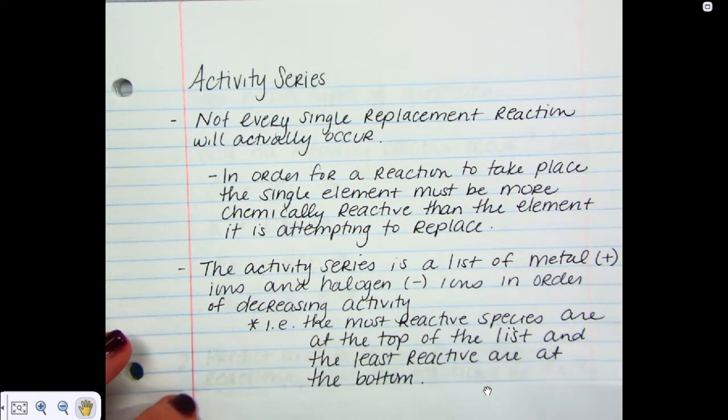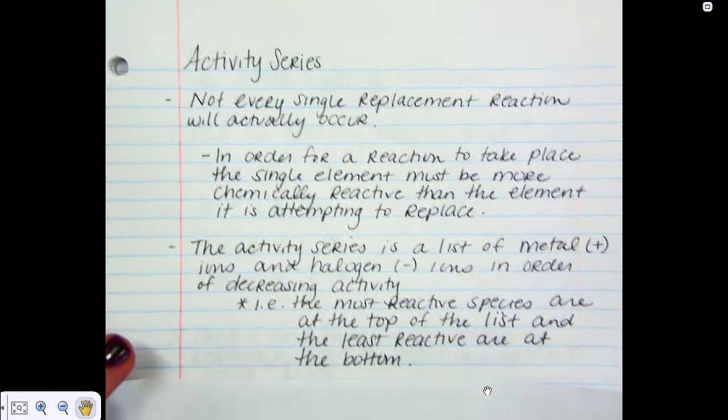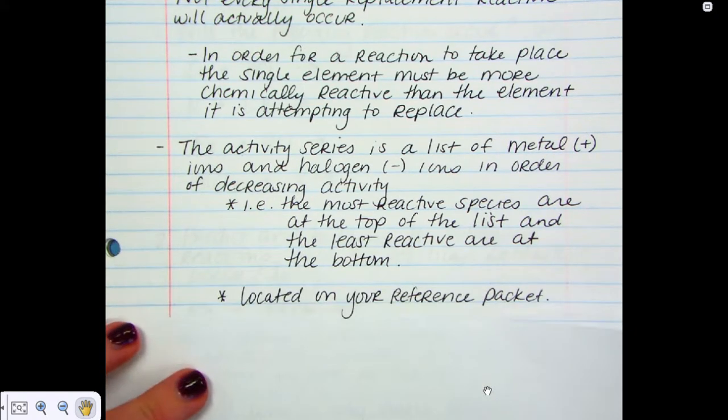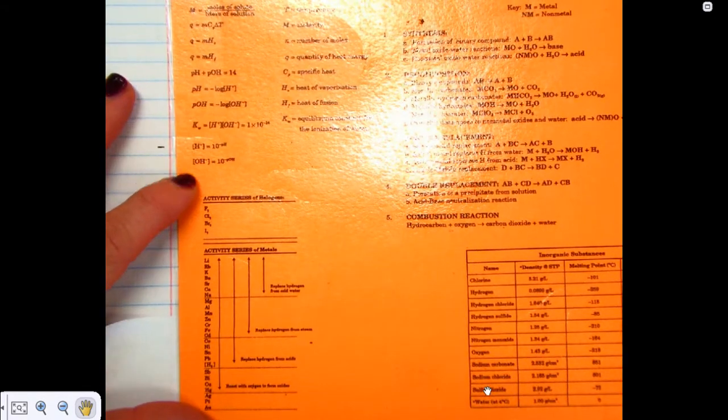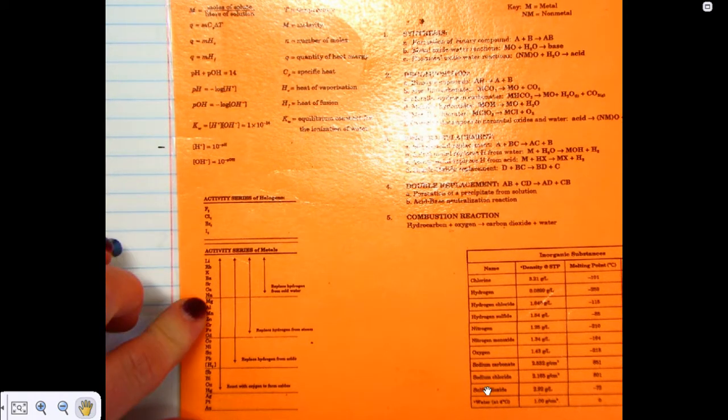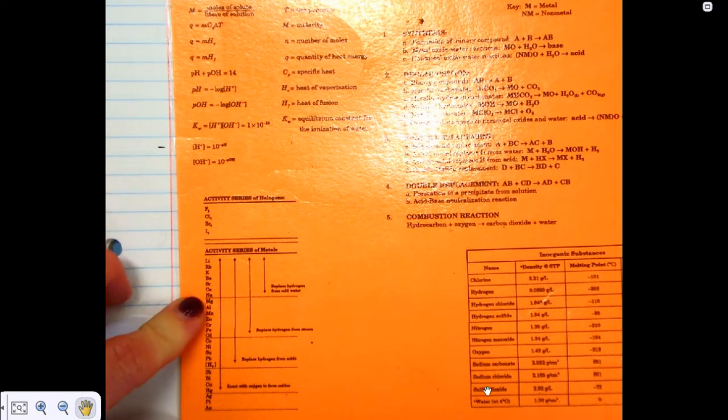So the activity series is a list of metals, which are your positive ions, and your halogens, your negative ions, in order of decreasing activity. So the most reactive species are at the top of the list, your least reactive species are at the bottom, and it's in your reference packet. So let's take a look at your reference packet. In our class reference packet, this is on the back, and there are two of them. So we have our activity series for halogens, and we have our activity series for metals.